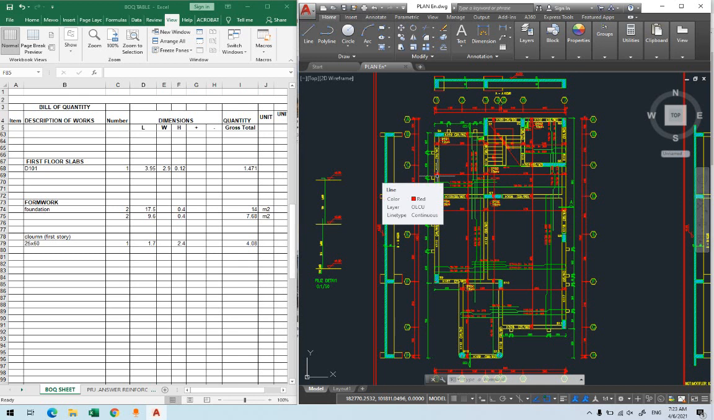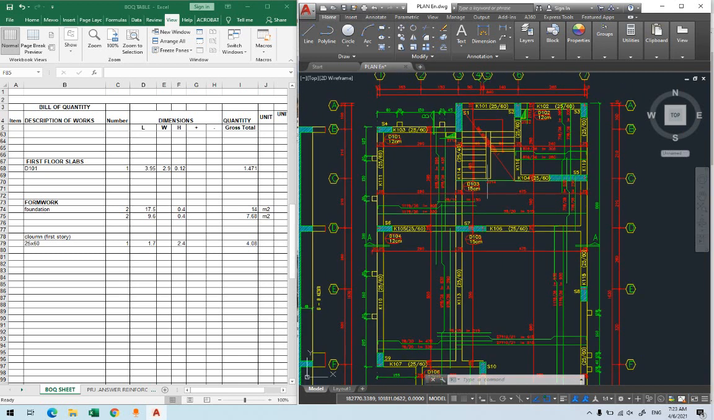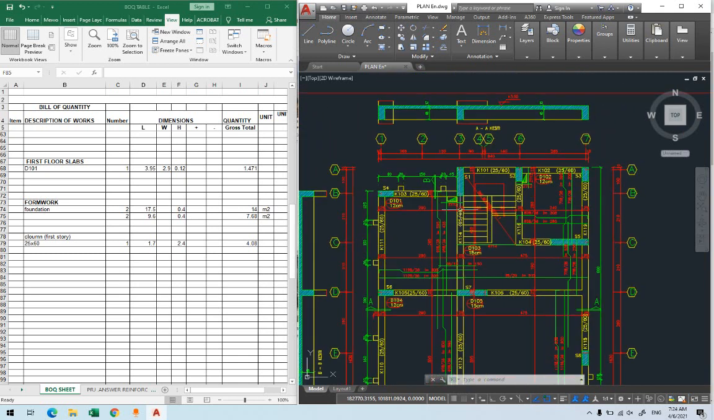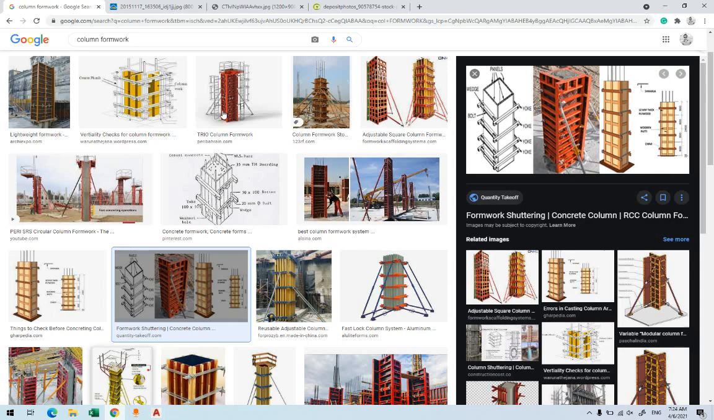Everyone, welcome back. In this video we're going to talk about formwork for beams and slab. Now when it comes to beams, it's important to understand that beam and slab have similar formwork. Not ground floor, their formwork will be erected together.